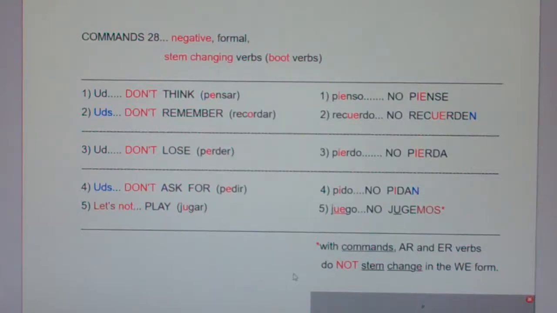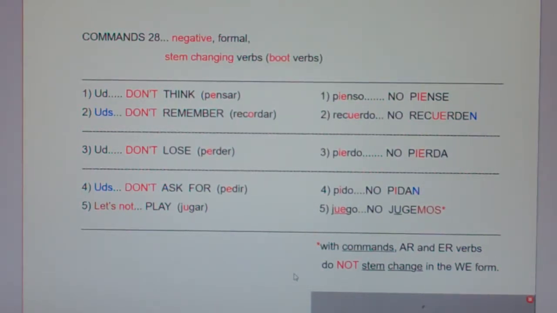I'll be honest, this is more of a Spanish 4 concept. I mentioned this in Spanish 3. We don't really make a big deal out of it until Spanish 4. So just, if it confuses you, don't panic. With commands, AR verbs and ER verbs do not stem change in the we form. So, jugar is an AR verb. It does not stem change. It's jugemos. Okay? Now again, that's a hard concept. I just, in fairness and in the interest of full disclosure, I mentioned it in Spanish 3, but just keep it in the back of your mind. For commands, AR and ER verbs do not stem change in the we form.